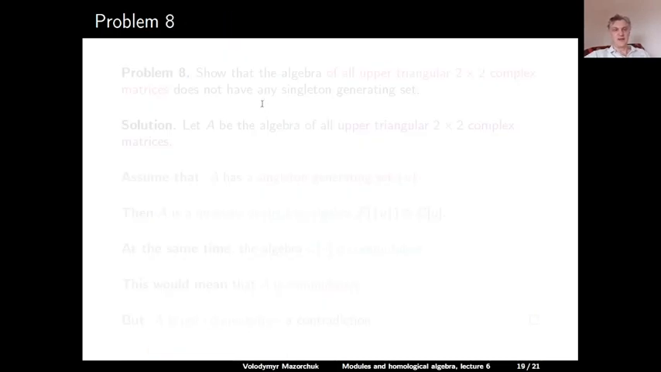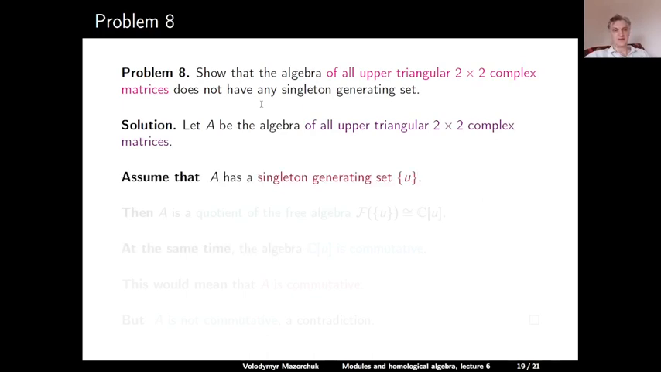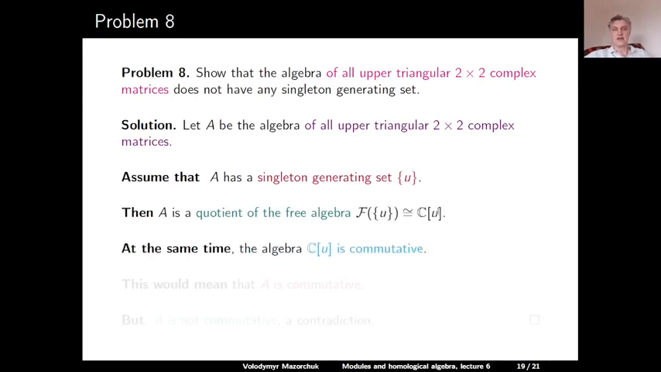And the last problem, 8. Show that the algebra of all upper triangular 2 times 2 complex matrices does not have any singleton generating set. Solution: let A be the algebra of all upper triangular 2 times 2 complex matrices. Assume that A has a singleton generating set consisting of an element U. Then, by the definition of the generating set, A is a quotient of the free algebra on one element. And we know that the free algebra on one element is the polynomial algebra in this element.